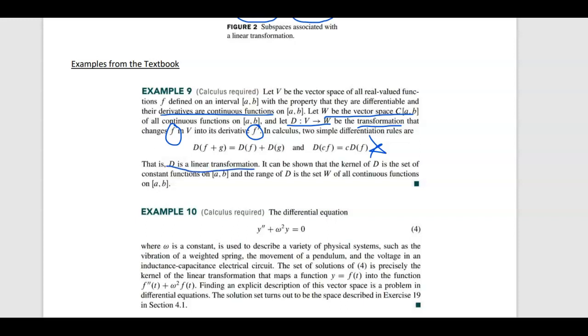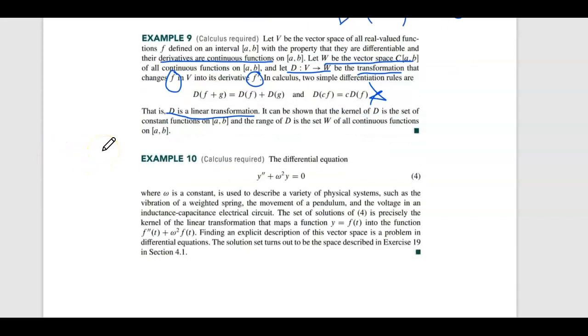And the kernel of D is all of the constant functions because their derivatives would be 0. So that makes sense. Remember, the kernel is whatever takes you to the zero vector. So the only thing that gets you to 0 when you take the derivative is a constant. So the kernel of this transformation has to be the constant functions because the derivatives are 0. And the range is just all continuous functions.